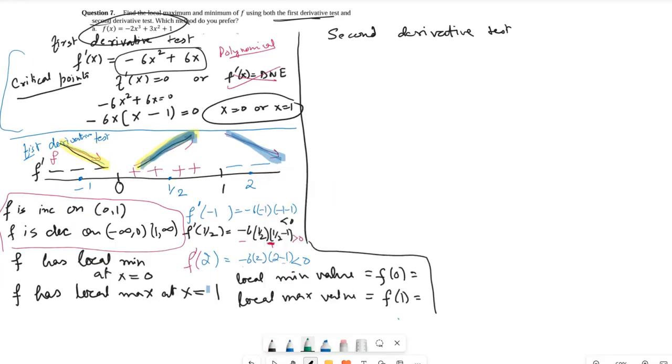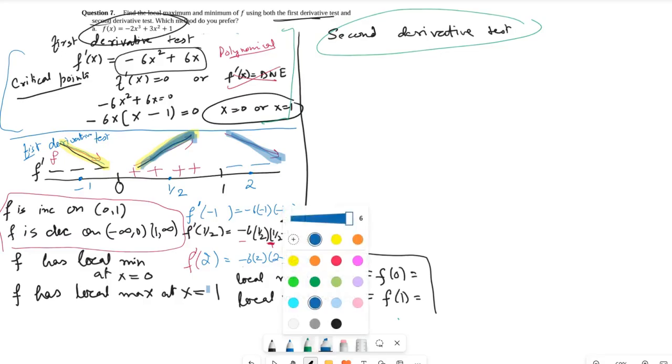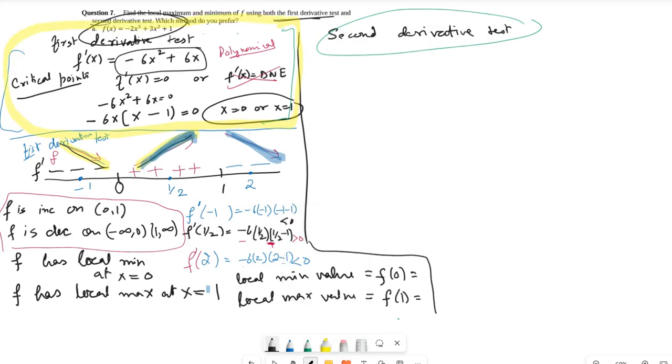Now let's learn about the second derivative test. As I said earlier, for the second derivative test also, this part still has to be done. Until finding the critical points, all that still has to be done. So we found the first derivative, we put the first derivative equal to 0, we found critical points. Now for the second derivative test, we need to find the second derivative. How do we find that? We differentiate the first derivative one more time. You will get negative 12x plus 6.